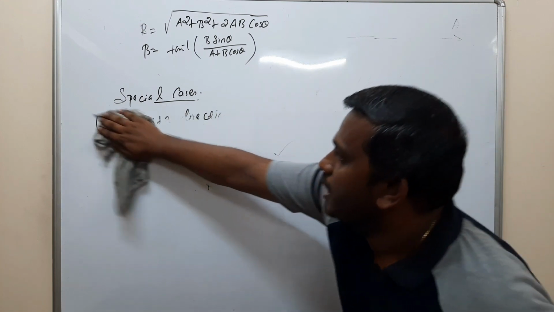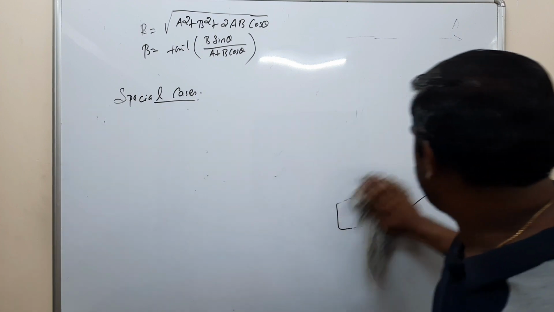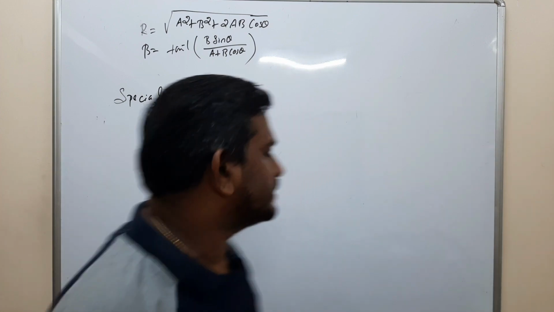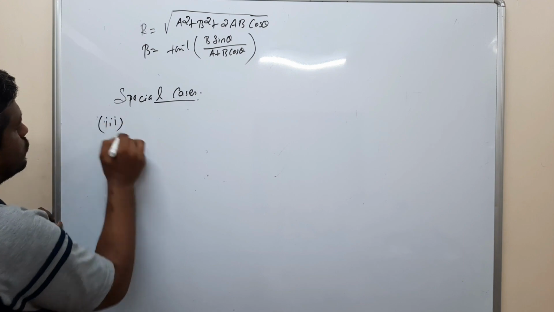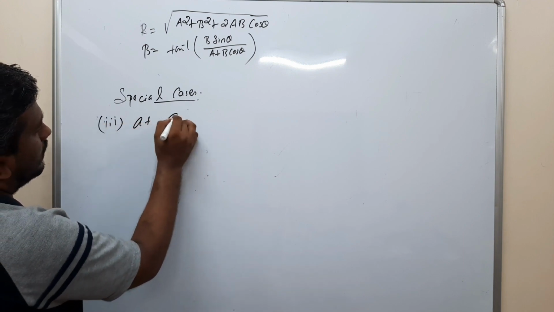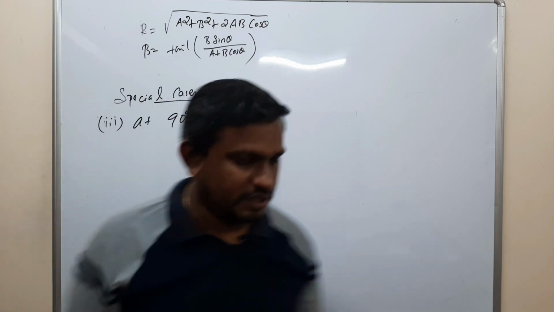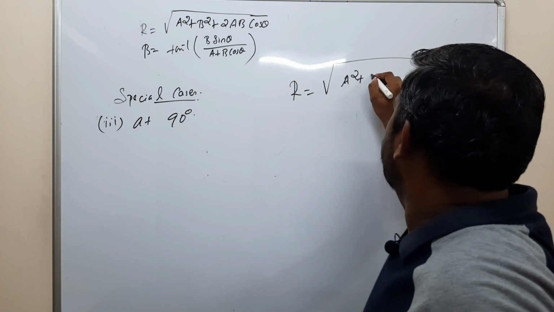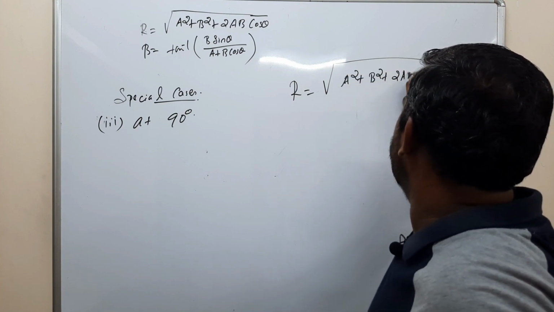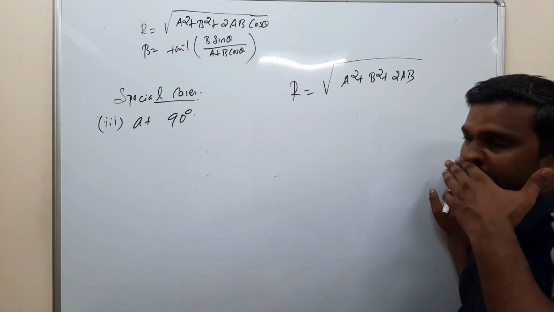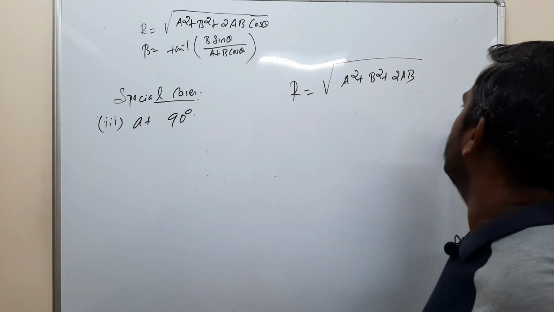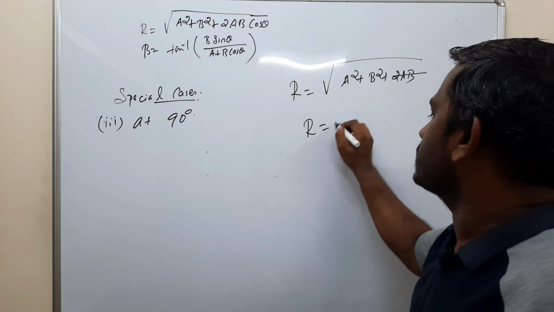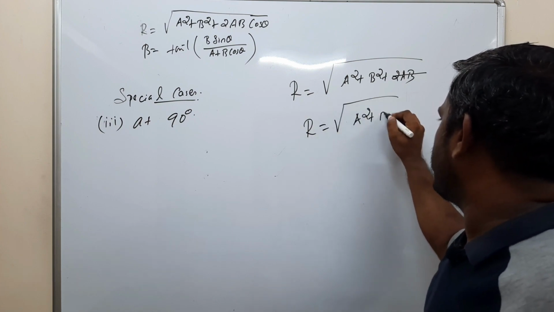The third case is if the two vectors are inclined at an angle of 90 degrees. So what about the resultant? R is equal to the square root of A square plus B square plus 2AB cos theta. Cos 90 is 0, so this term becomes 0. Therefore R is equal to the square root of A square plus B square.